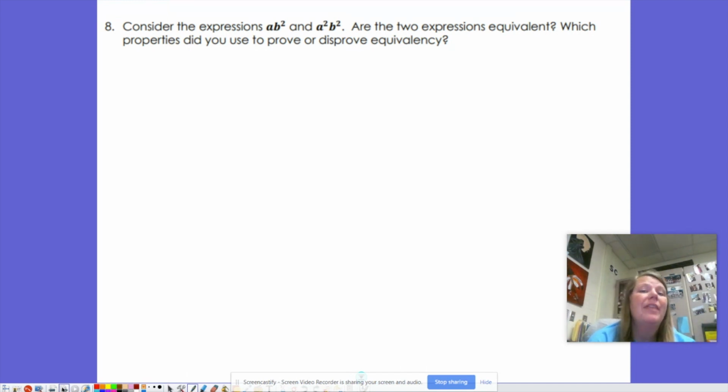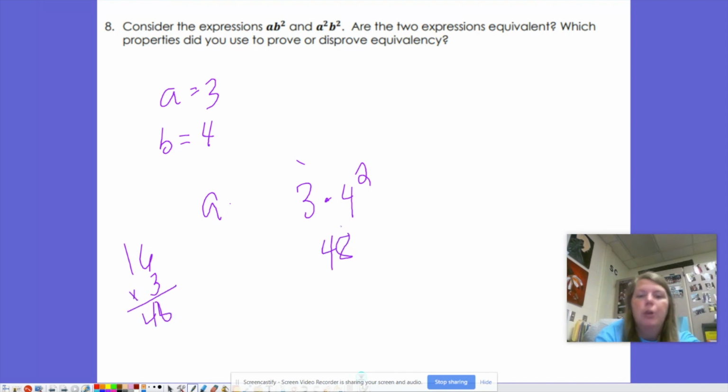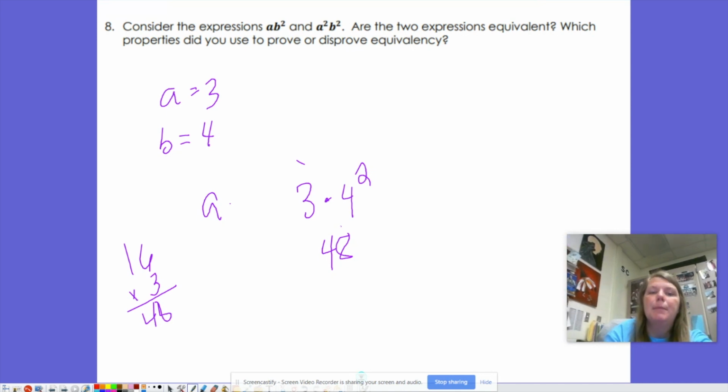But one way that I would prove it is to provide a counterexample. So if I provide a counterexample, let's say that A equals 3 and B equals 4. So if I look at that first problem and I substitute 3 times 4 squared, 4 squared is 16. 16 times 3 would be 48. So that first one would be 48. If I use those same numbers, I should also get 48 if these two things were equivalent.